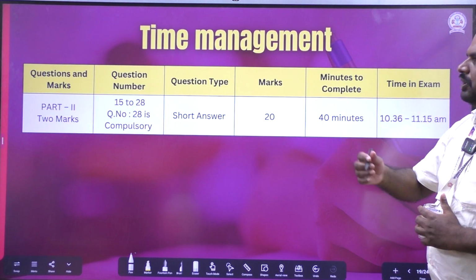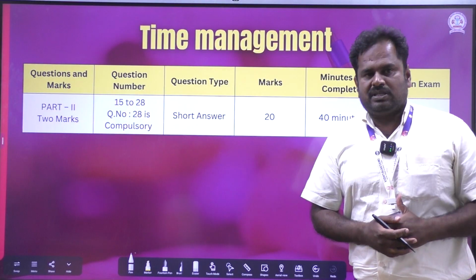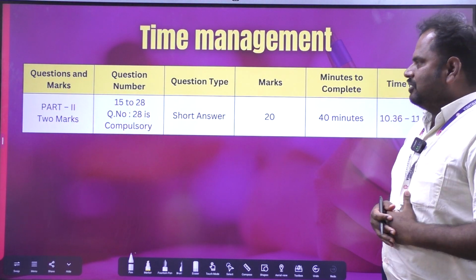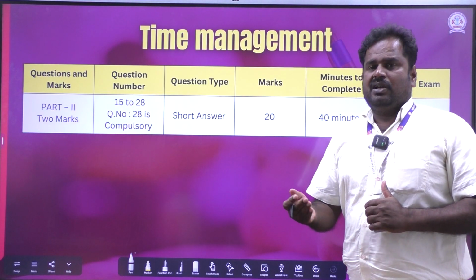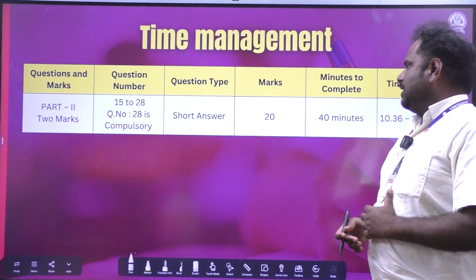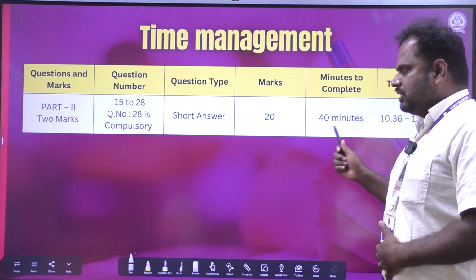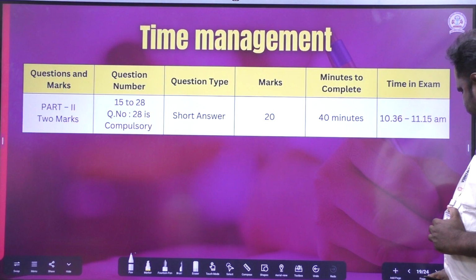In part 2, it's a short answer, question number 15 to 28. 28 is compulsory, as you already know. You have to focus on this. Each and every short answer should carry a suitable heading, and you have to take 40 minutes for this part, especially from 10:36 to 11:15.